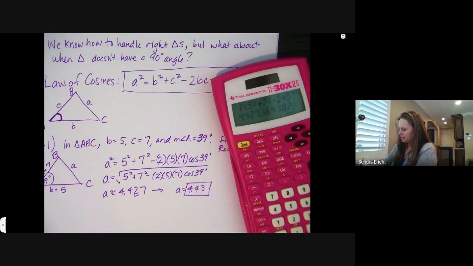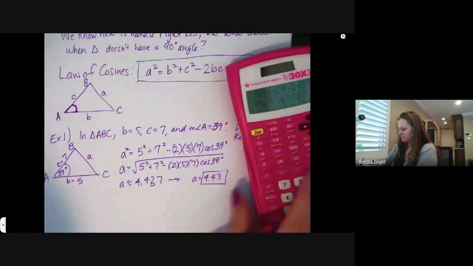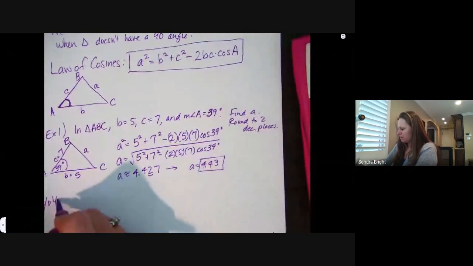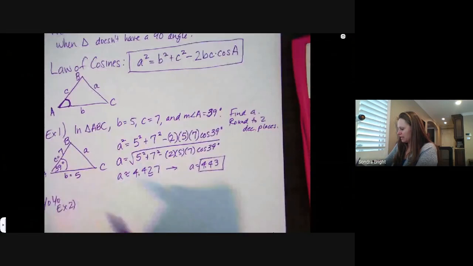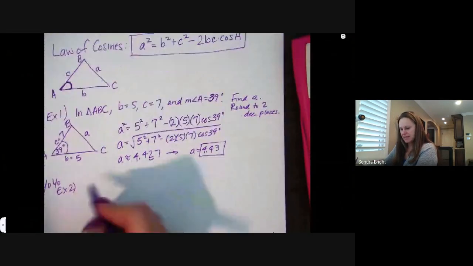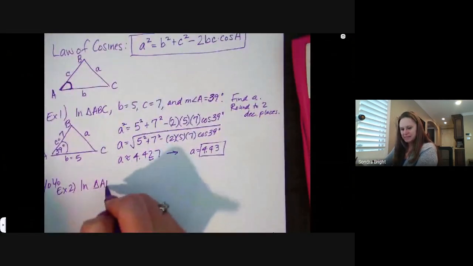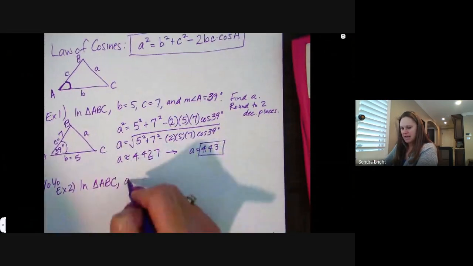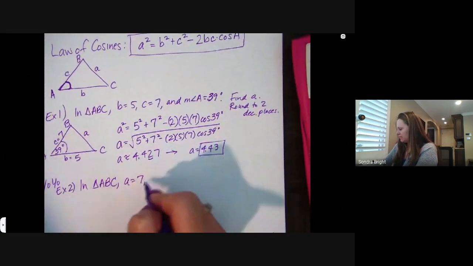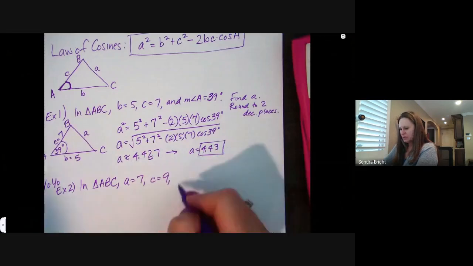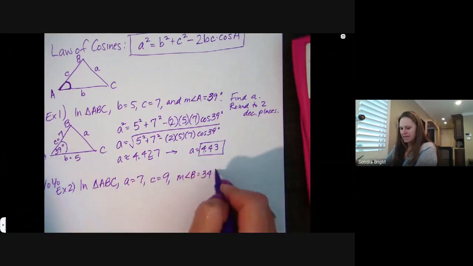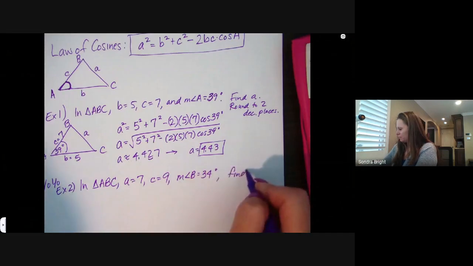All right, try one on your own and see if you get it. In triangle ABC, we've got side a is 7, side c is 9, and the measure of angle B is 34 degrees. I want you to find side b, and again, round to 2 decimal places.